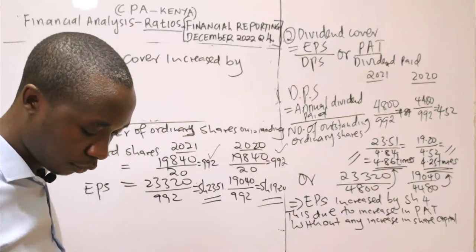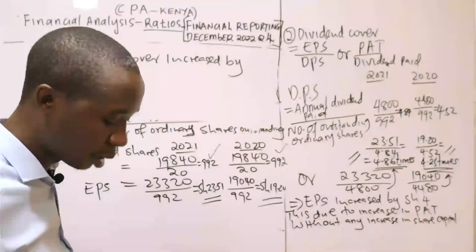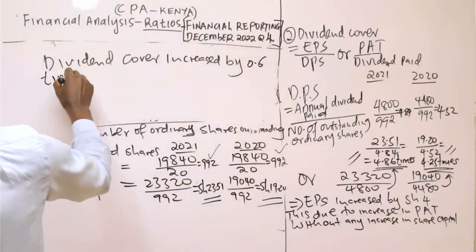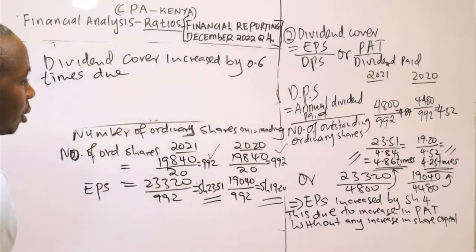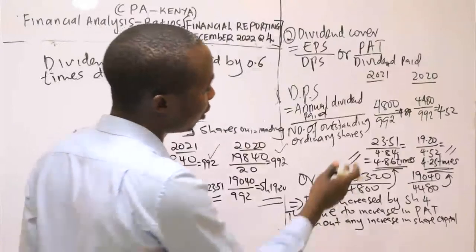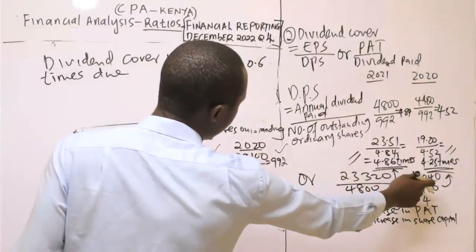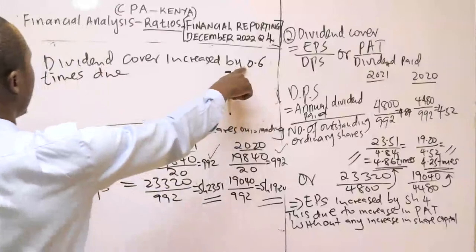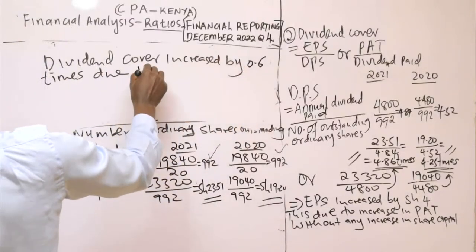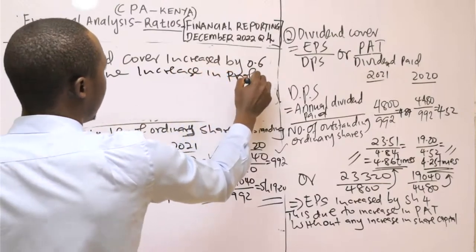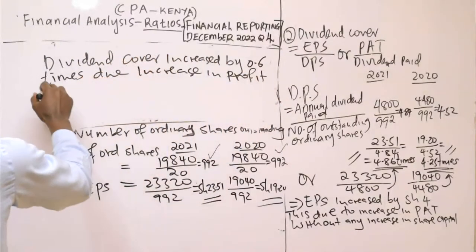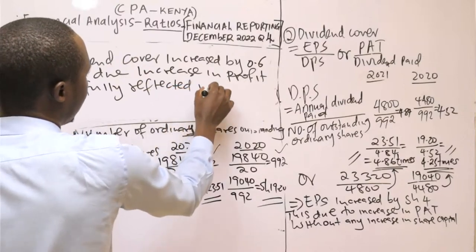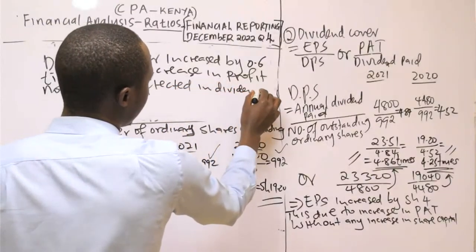If I minus 4.25 from 4.86, I get 0.6. Dividend cover increased by 0.6 times. What can make that increase? Due to the increase in profit. The profit increased from 19,040 to 23,320. So the dividends cover increased by 0.6 times due to the increase in profit, not fully reflected in dividends.